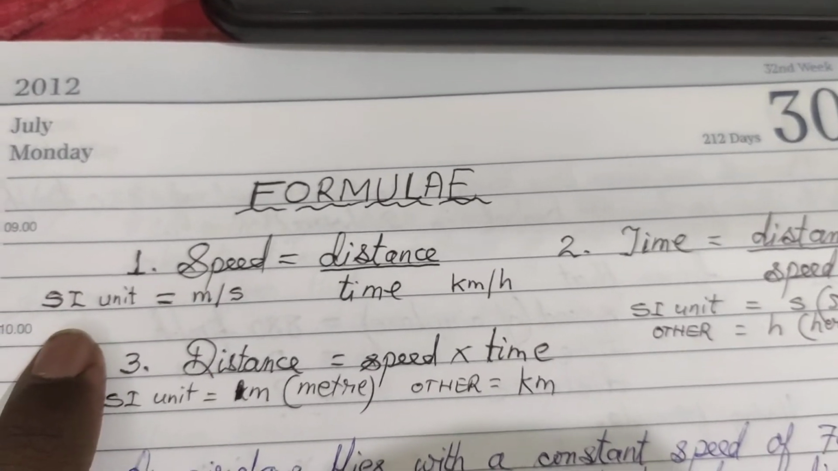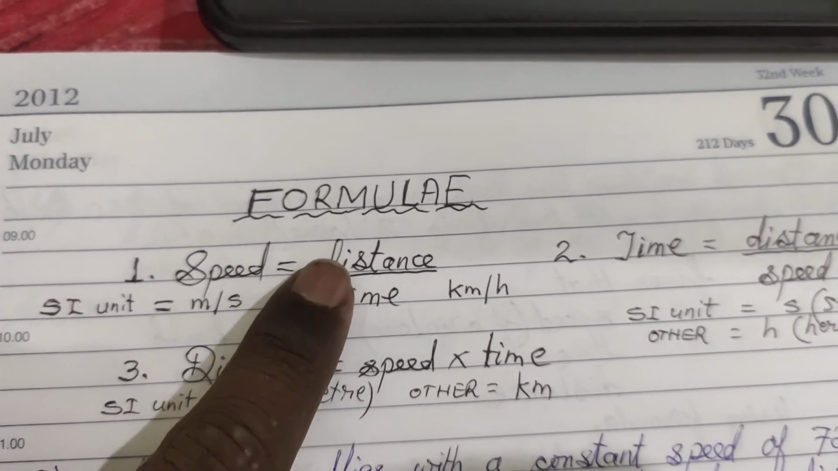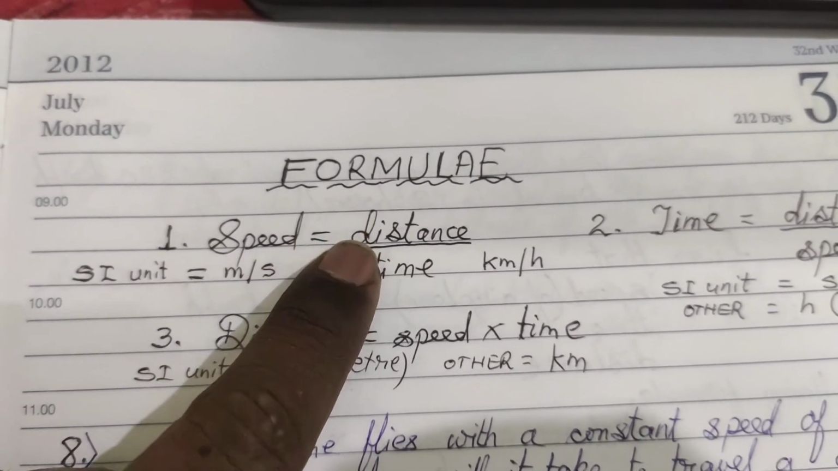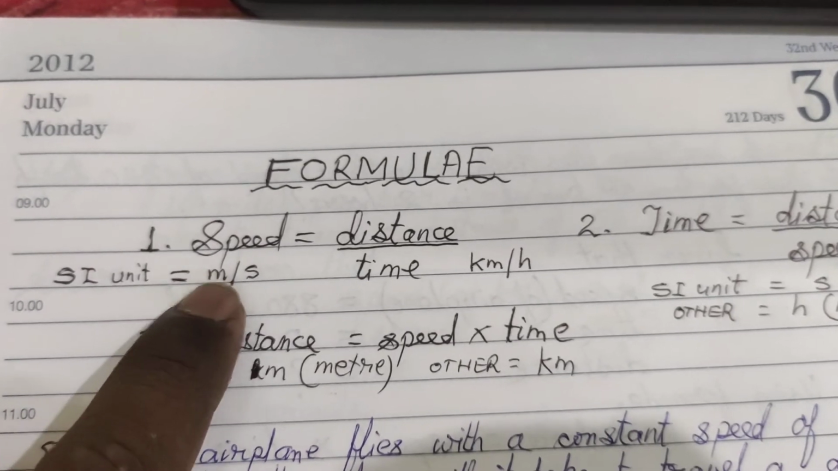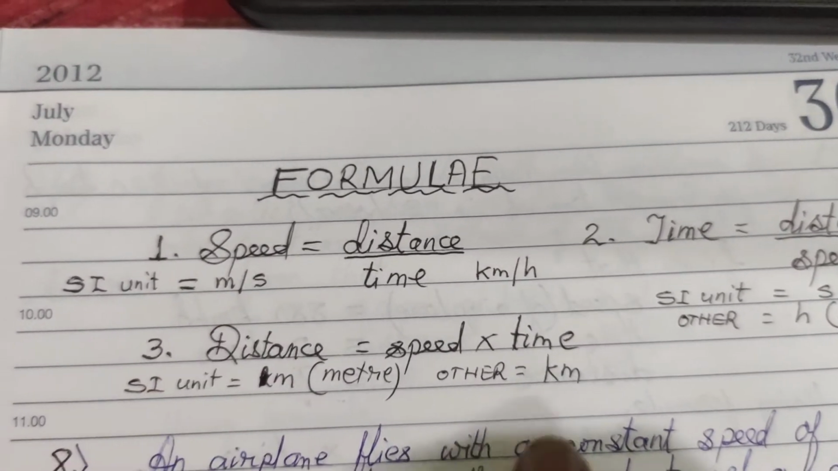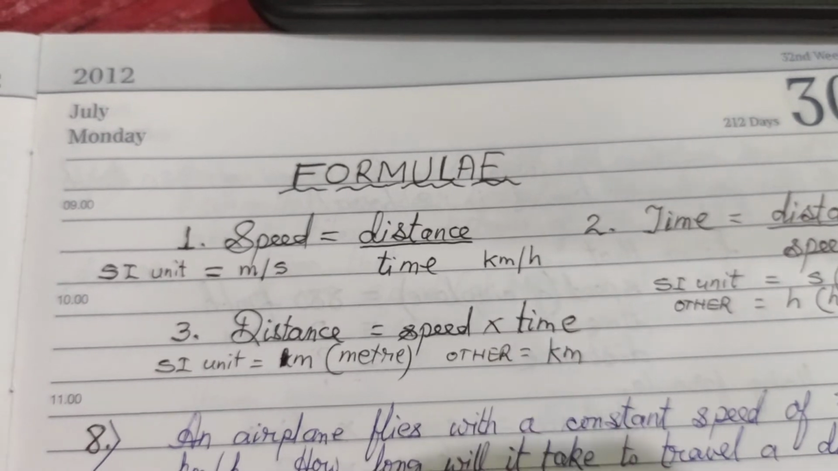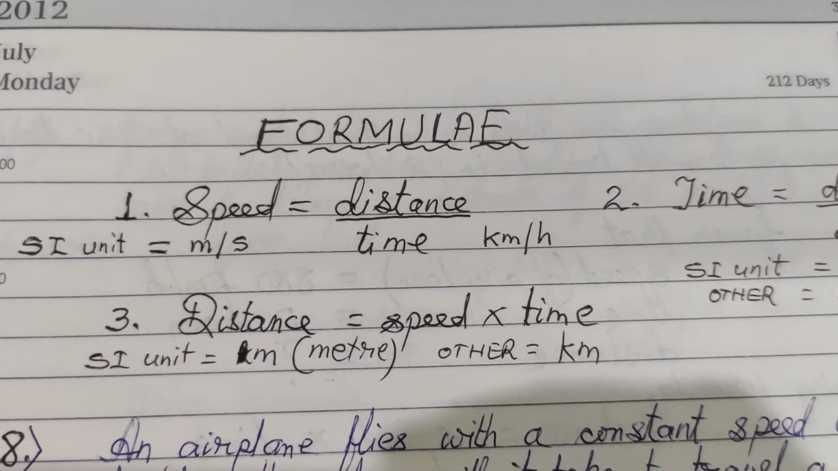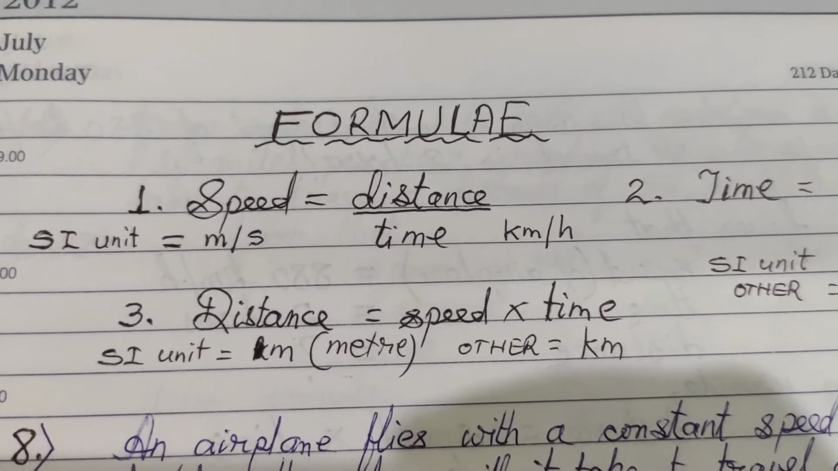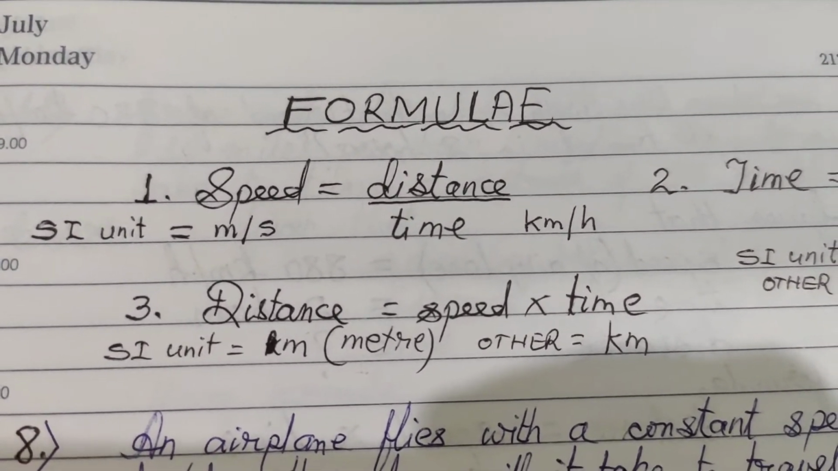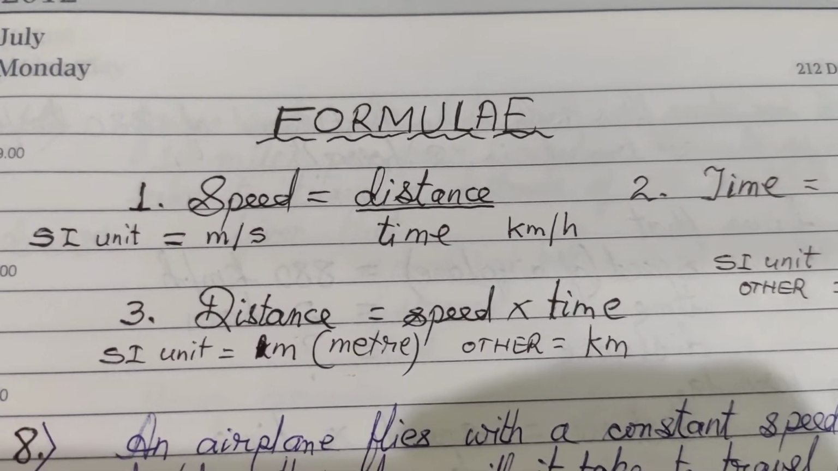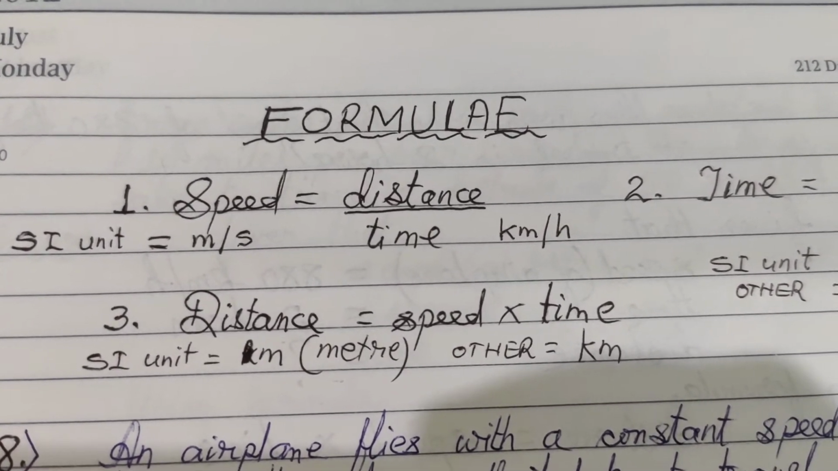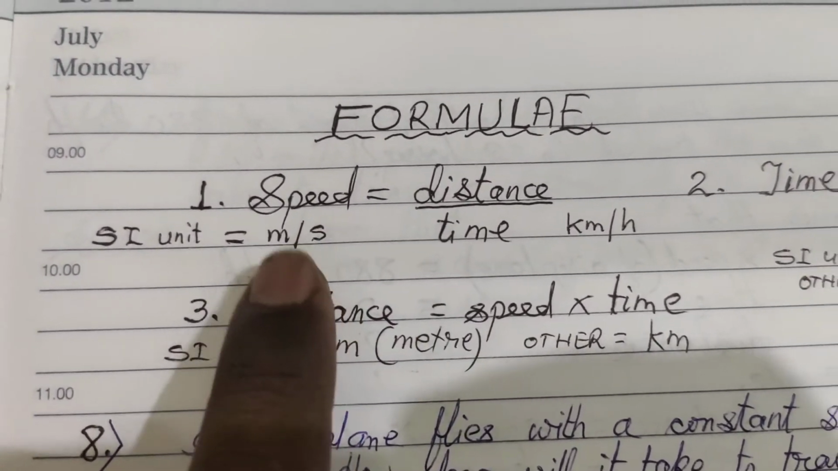Speed, the SI unit is meters per second because SI unit of distance is meter, time SI unit is second. So according to the formula, SI unit will be meters per second. Other unit is kilometers per hour. This one you will see in the speedometers of car, bikes, scooters, etc. In a vehicle, the speed measuring instrument is a speedometer. There you will see the speed is calibrated in kilometers per hour. Distance is kilometer, time they take in hours. So speed unit is kilometers per hour, but SI unit is meters per second.